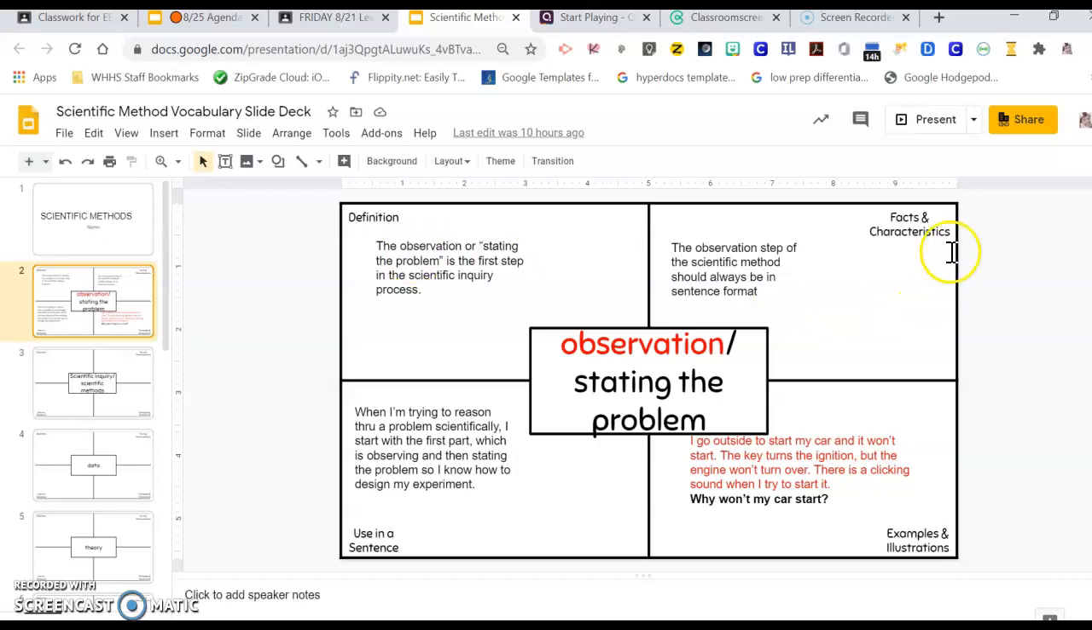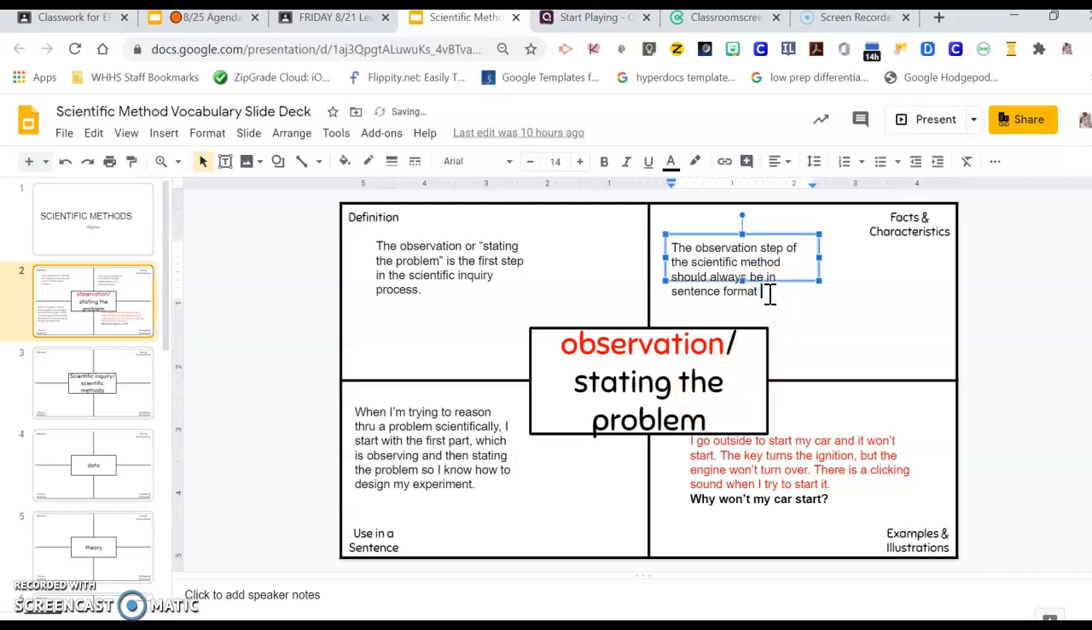After your definition, you're going to go to your facts and characteristics about it. The observation and stating the problem is the first step in the scientific method. And it should always be in a sentence format with a question mark at the end. I need to add that in there. Written as a question.